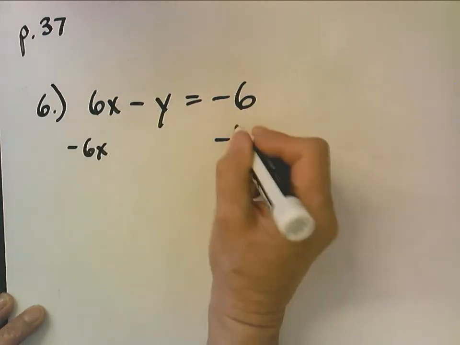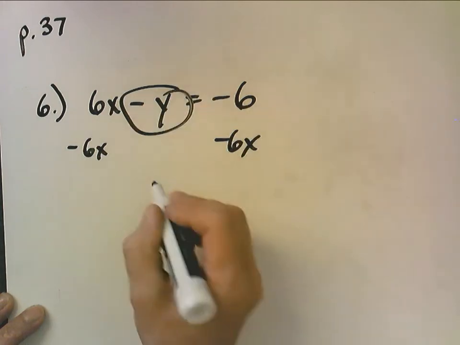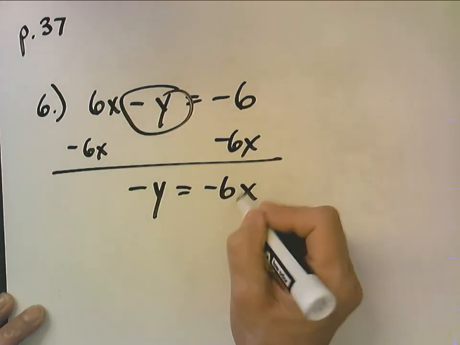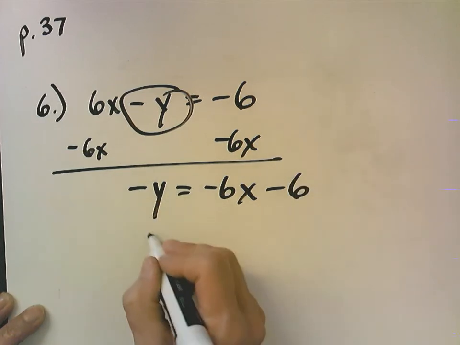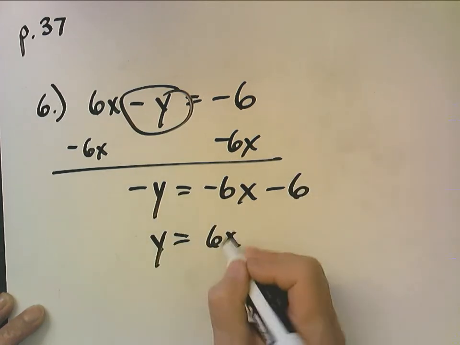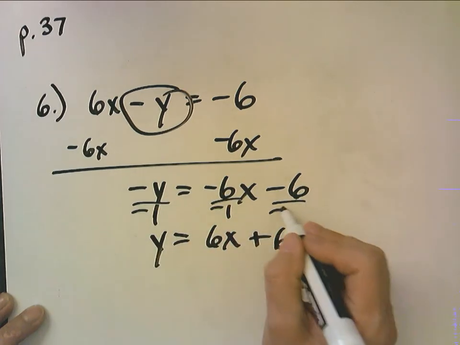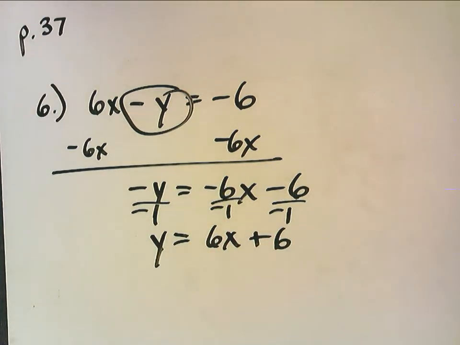Minus 6x, minus 6x. Be careful, that's a negative y, so make it negative y equals negative 6x minus 6. We don't want to solve for negative y, so we divide everything by negative 1, or we just change the signs of everything. Okay, and that's the end of page 37.